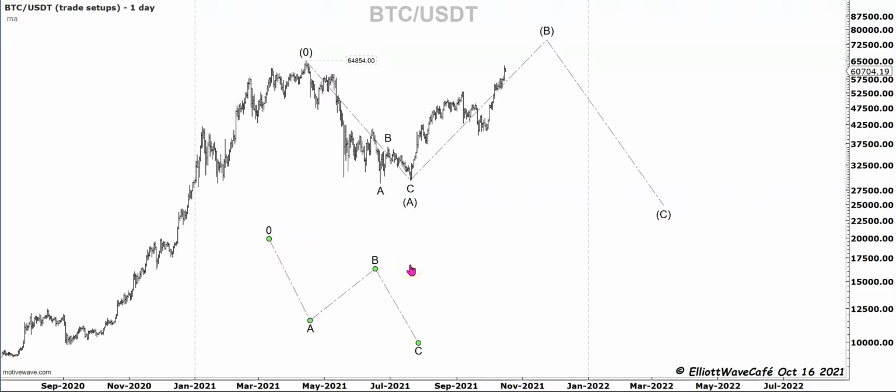Now, the requirement for a flat is that this B wave needs to travel at least 88.7%, almost 90% correction of this A wave pullback to be close to the truth as being a flat. If it's a 618, it doesn't really work. If it's a 78.6, it doesn't really work. It really needs to be much higher than that. So this B wave needs to come up here. So right now we are fine. Let's say we are very close to the origin of this wave A for a B wave.